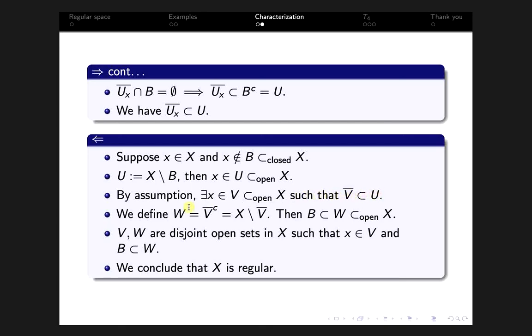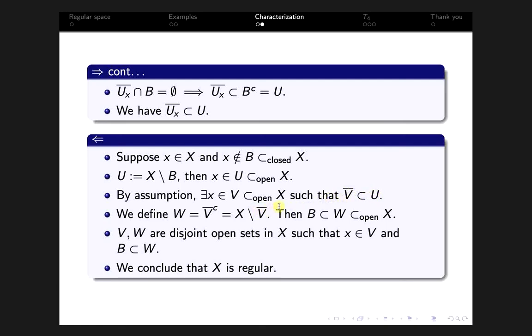Now we consider W equal to V closure complement. V closure is closed, so V closure complement, that is equal to X minus closure of V, is open. So W is open. Okay, so W is open, and V closure is contained in U.